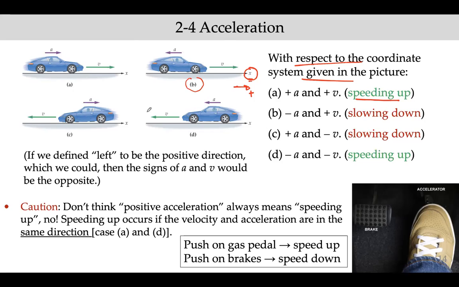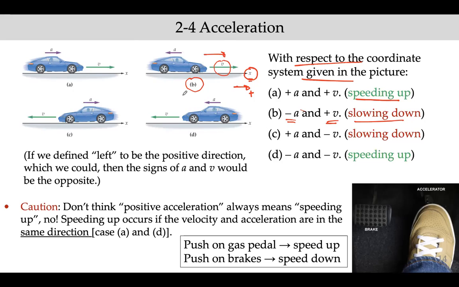In the second case, case B, the car is moving in the forward direction because you can see the velocity vector is to the right, so the velocity is positive, but the acceleration vector is in the negative direction. So they are in opposite directions, and that means slowing down. This person, even though he's going in the positive direction, is actually pushing on the brakes. He is slowing down while going in the positive direction.